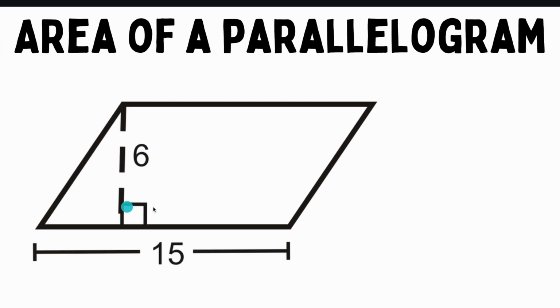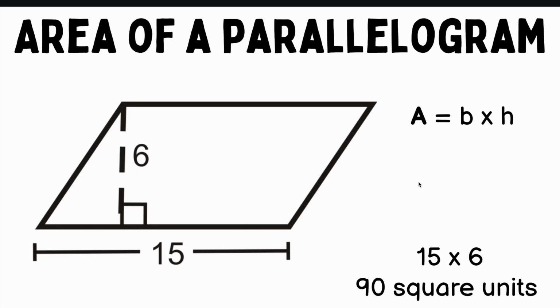Now let's find the area of this parallelogram. Let's take the formula area equals base times height. Remember, we could transfer this space over here and we would have a rectangle. So we would take 6 times 15. And we know 15 times 6 equals 90 square units.